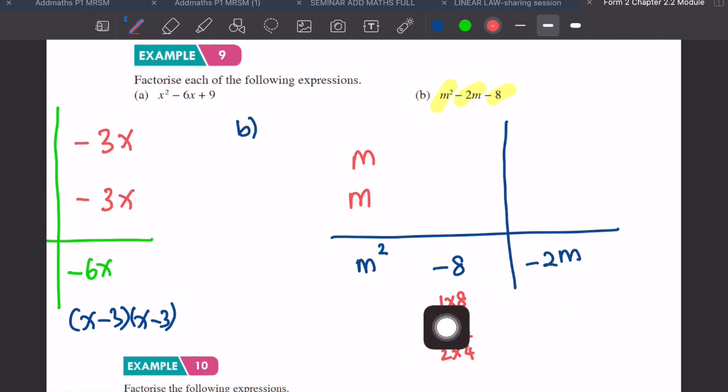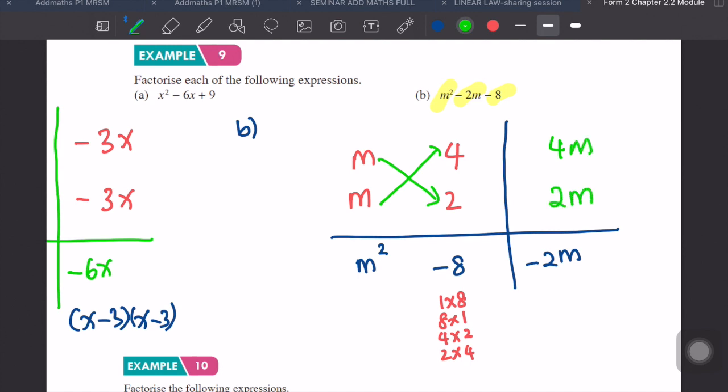8 tambah 1, 9. 8 tolak 1, 7. Bukan. 4 tambah 2, 6. 4 tolak 2, 2. Dapat. Okay, so saya ambil lah. 4, 2, 2, 4 ni sama je sebab depan ni 1 kan. Okay, so contoh saya tulis 4, 2. Okay, so kita darab silang, we have 4m, 2m.